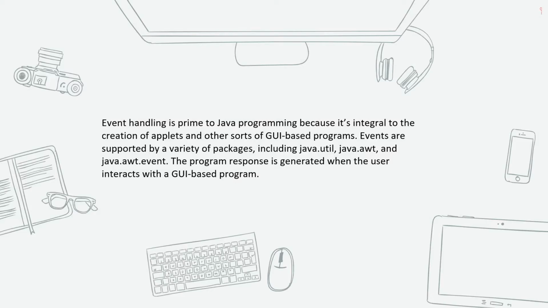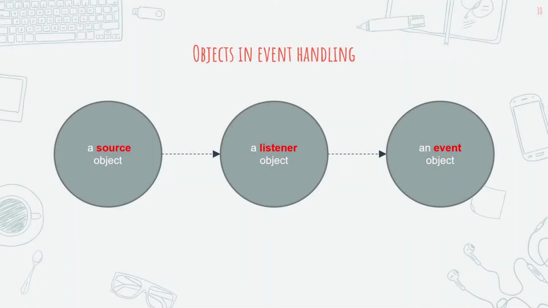Event handling is primary to Java programming because it is integral to the creation of applets and other sorts of GUI-based programs. Events are supported by a variety of packages, including java.util, java.awt, and java.awt.event. The program response is generated when the user interacts with the GUI-based program. So these are the three main objects in event handling, that is a source object, a listener object, and an event object.